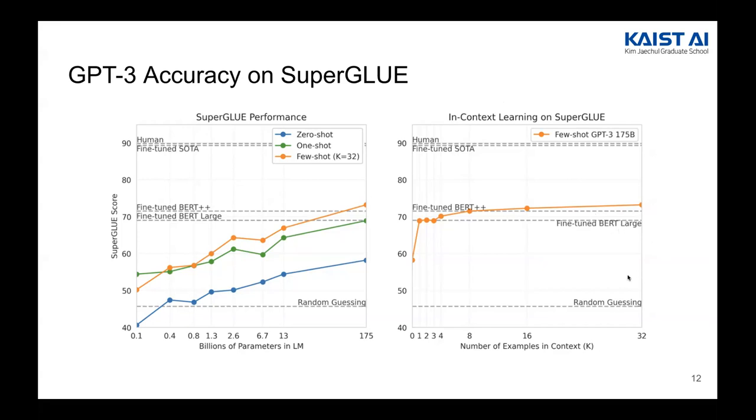And they also talk about how the number of examples affects the in-context learning accuracy on SuperGLUE. It's kind of obvious that zero shot has lower performance, but even just one shot is able to reach a really high number. And if it's K shot, then it goes up to above the very well fine-tuned BERT.